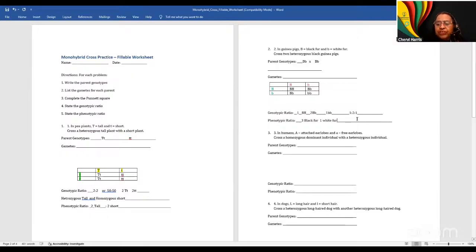Okay, so you see the genotypic ratio and the phenotypic ratio are not going to always be the same. This one is 1 to 2 to 1, and this one is 3 to 1. Okay.